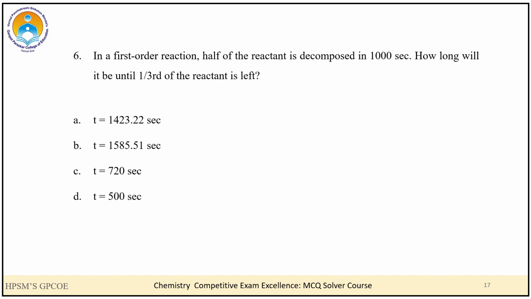Question number 6. In a first order reaction, half of the reactant is decomposed in 1000 seconds. How long will it be until 1/3 of the reactant is left? We are provided with 4 options. As you can see in the question, a first order reaction, that means the order of the reaction is mentioned and the reaction is completed in half time, that is 50% of the reaction is completed here.